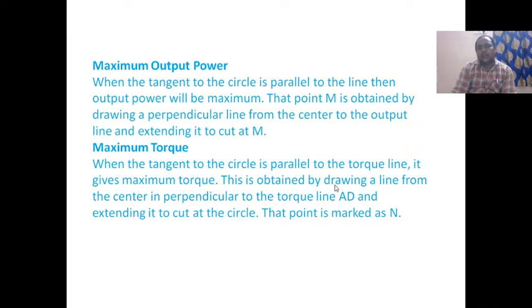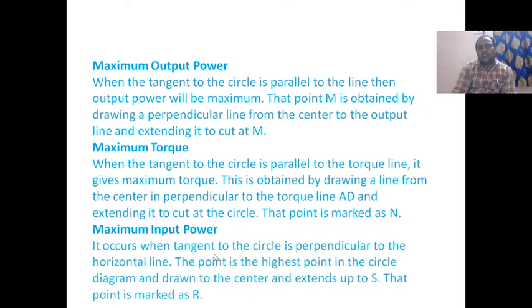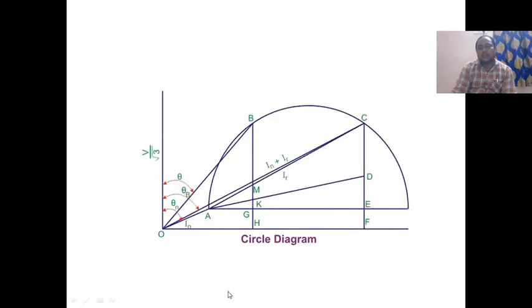This is obtained by drawing a line from the center perpendicular to the torque line AD and extending it to cut the circle. That point is marked as N. Next is the maximum input power. It occurs when the tangent to the circle is perpendicular to the horizontal line. The point is the highest point in the circle diagram, drawn to the center and extended up to S. That point is marked as R.